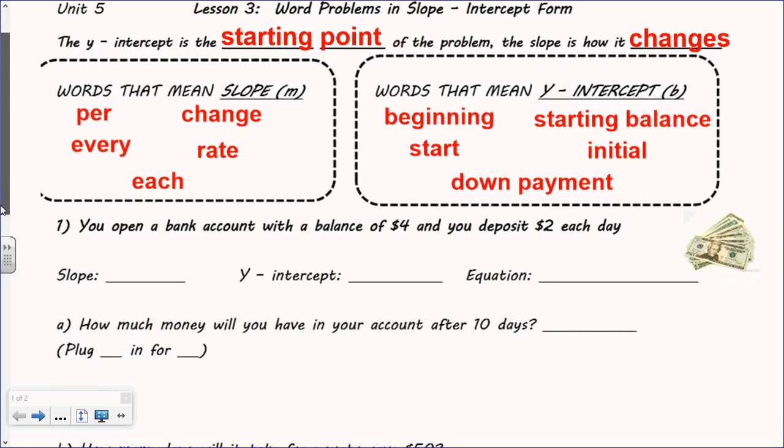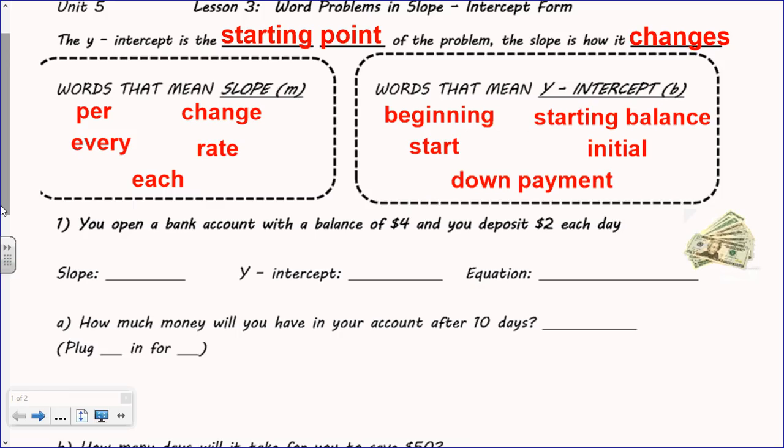So in example 1, it says you open a bank account with a balance of $4 and you deposit $2 each day. So your $2 each day you're depositing, that "each" tells you that that's a slope. So your slope here would be 2. And then you have a balance of $4. So that's your y-intercept because that's where your account starts. So your account starts with $4 and then you're going to deposit $2 each day.